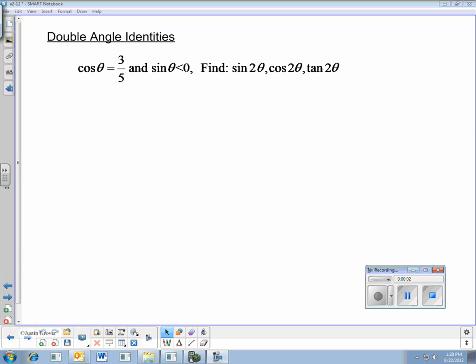Double angle identities. These formulas are given to you on your reference sheet and on an exam that you would take. So let's get a little bit of practice with them. Cosine theta is 3 over 5 and sine theta is less than 0. What this is telling us is basically the quadrant.